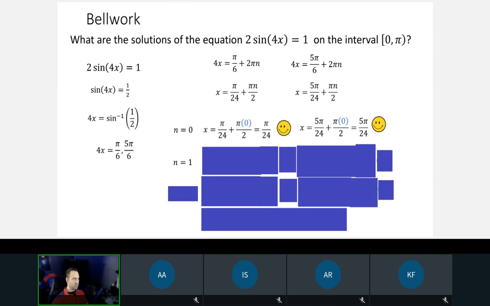And you can take a guess. We're probably going to plug in 1 into n. And then we go to our calculators that can just do the work for us. We type in pi over 24 plus pi times 1 over 2, and we hit enter. And what do we get? Everyone do that.